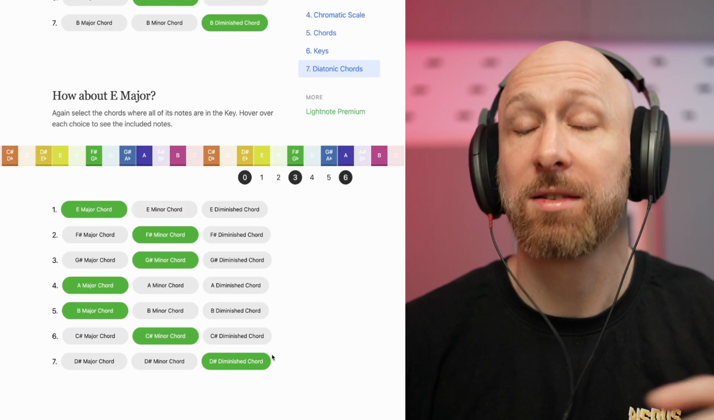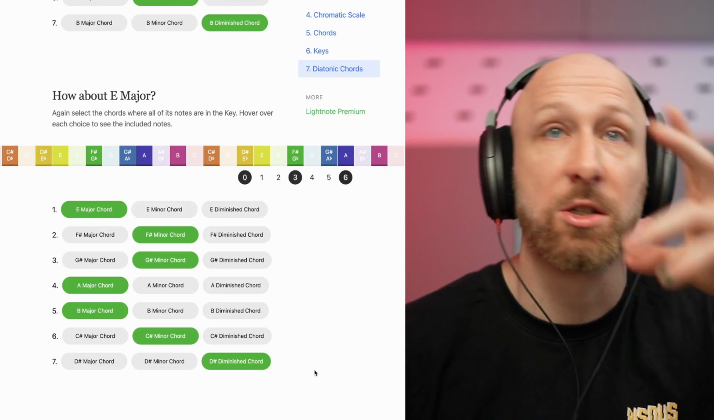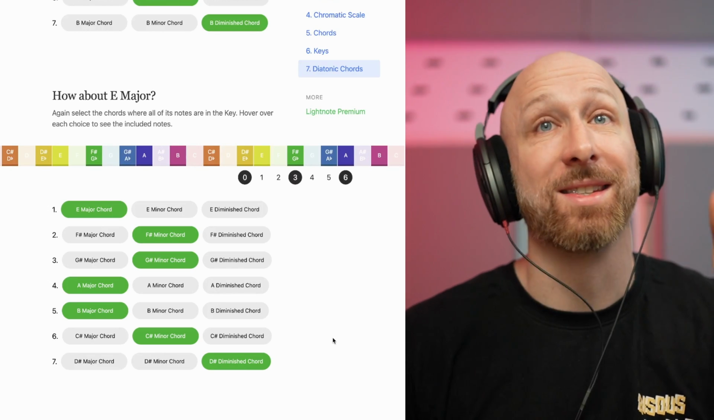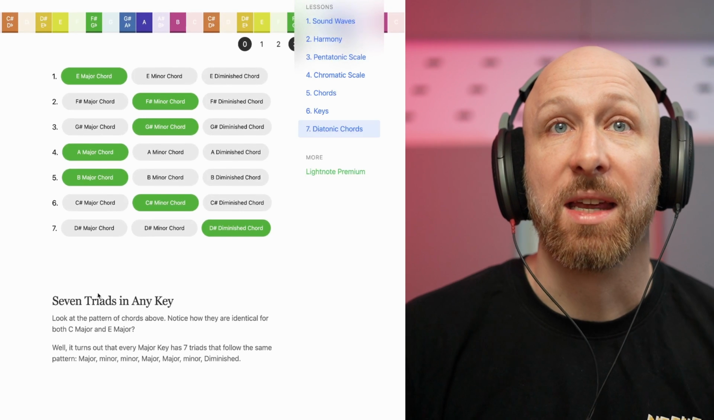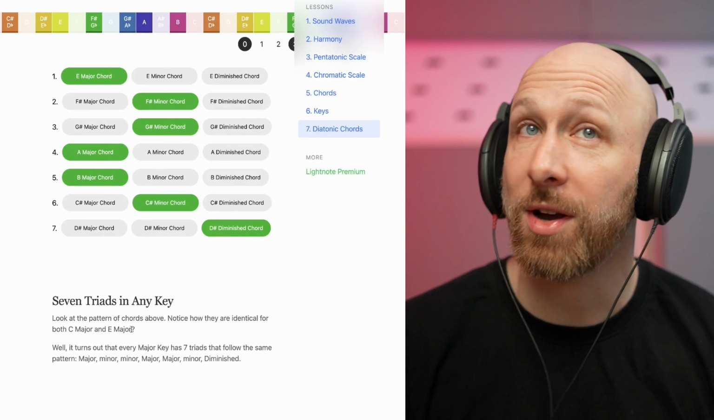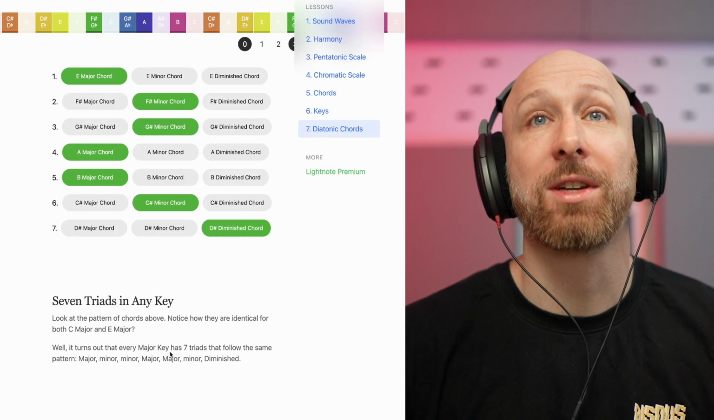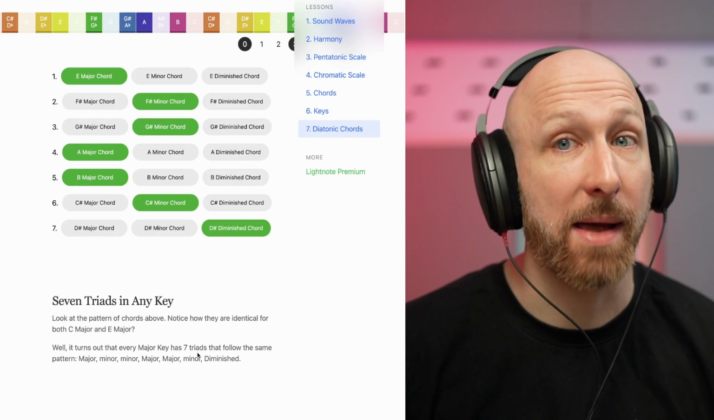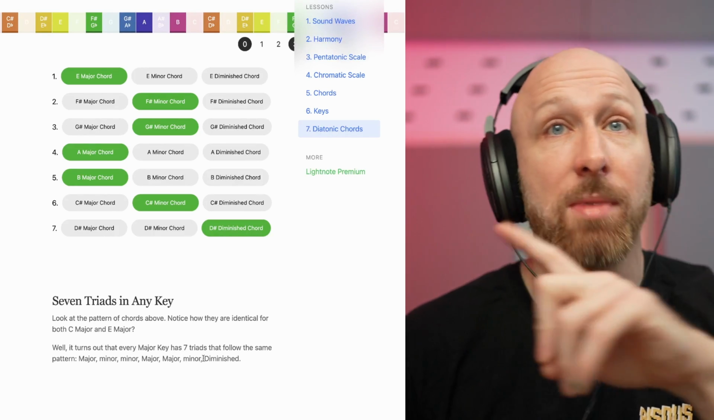Again, I go so fast, not because I'm some kind of calculating genius, just because this pattern is always the same. So there's 7 triads in any key. Look at the pattern of chords above. Notice how they are identical for both C major and E major. Well, it turns out that every major key has 7 triads that follow the same pattern. Major, minor, minor, major, major, minor, diminished.